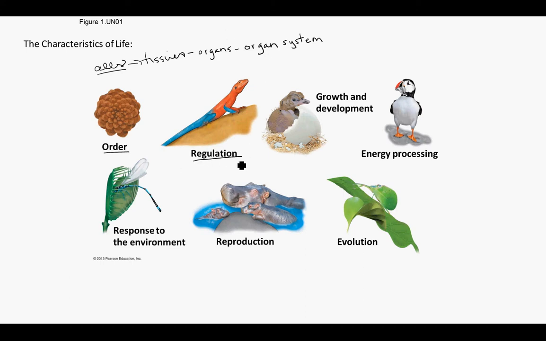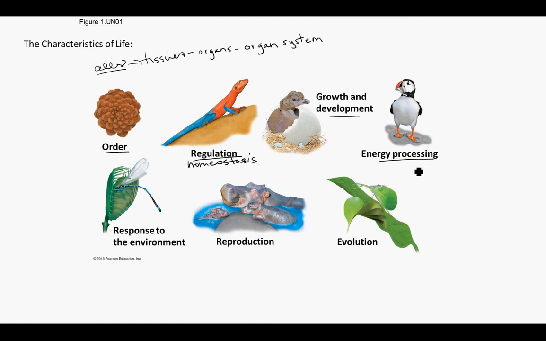Regulation is the next characteristic to be looked at, and regulation is all about whether something can maintain homeostasis. And we're going to talk about homeostasis on the next slide. But basically, it's the ability to keep a constant internal environment. Growth and development is talking about whether something can grow up and become an adult, mature, get bigger, larger, stronger, that sort of thing.